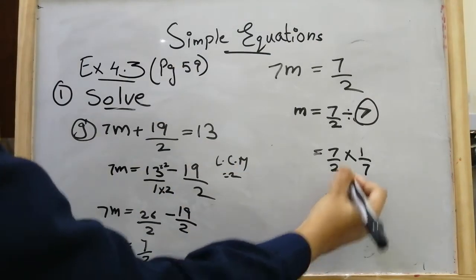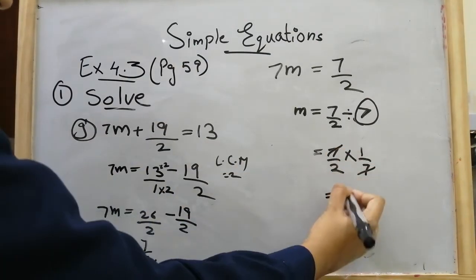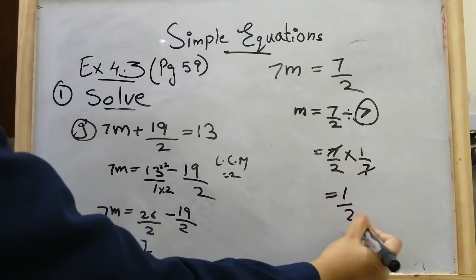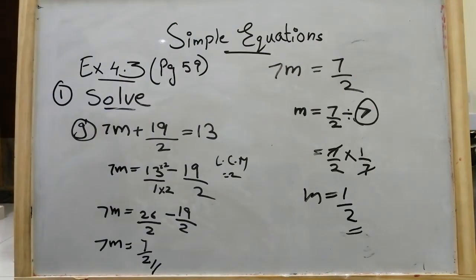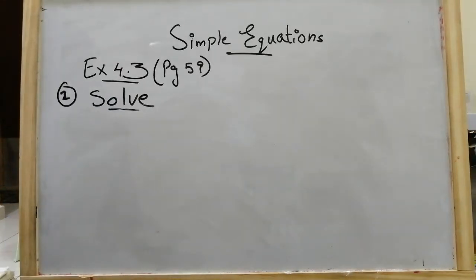Okay, now what will be your answer? 7 and 7 will get cancelled and 1 by 2, right? This is your answer, 1 by 2. Am I clear? That's all, we are done with the first question for exercise 4.3. Now let's move on to the second question for exercise 4.3.